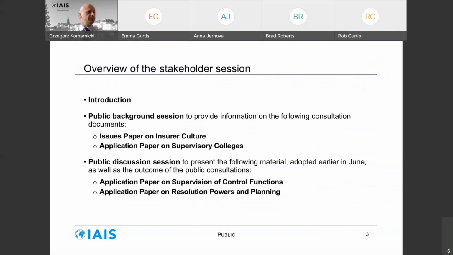Move to slide 3, on which you can see an overview of this webinar. We'll start with a short introduction, and then we'll move to the public background session to provide information on the following consultation documents: issues paper on insurer culture and application paper on supervisory colleges. After that, we will move to the public discussion session to present 2 papers which were adopted last week: application paper on supervision of control functions and application paper on resolution powers and planning.